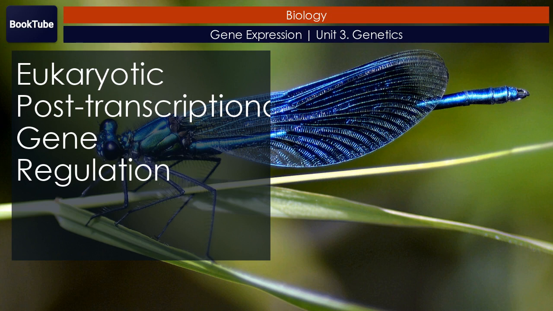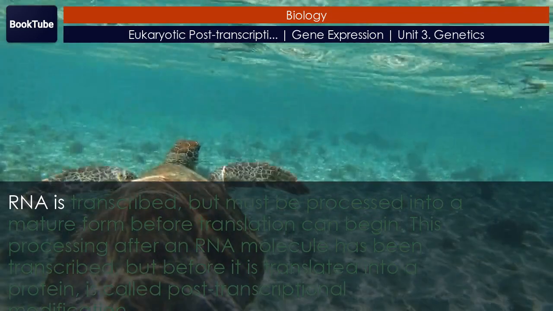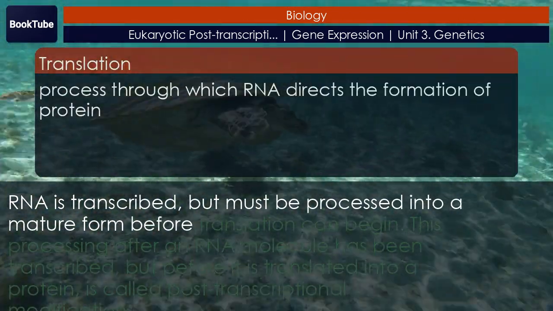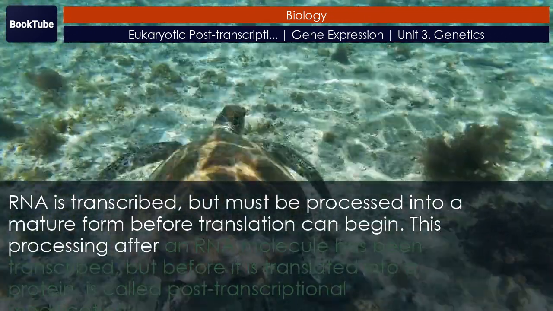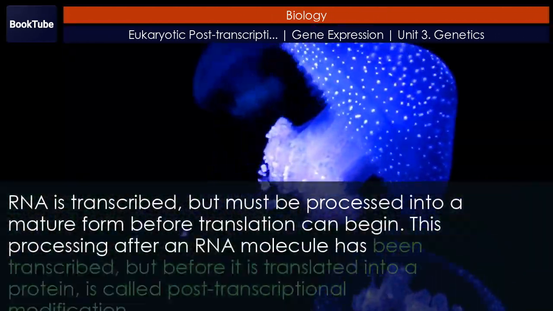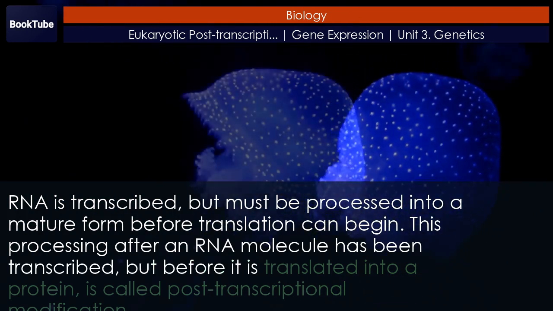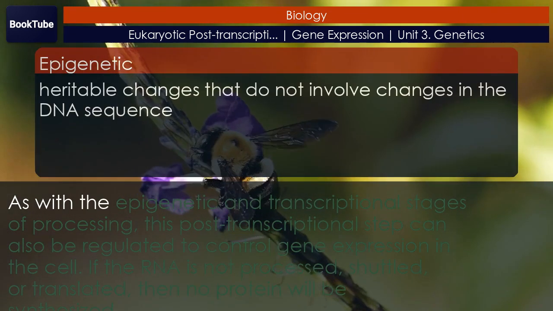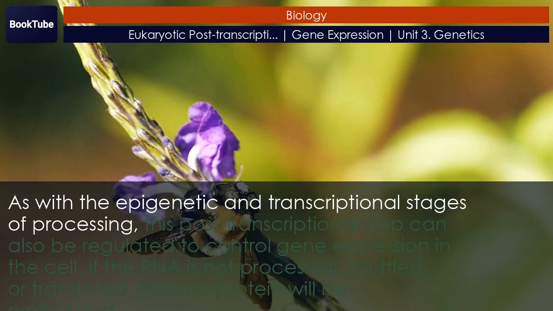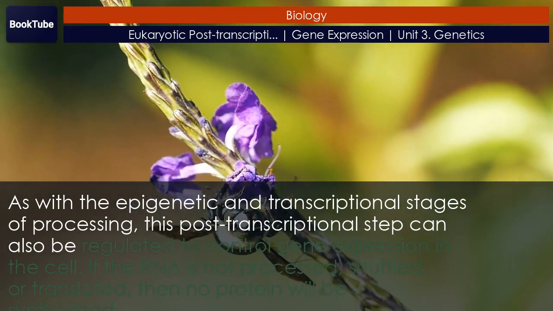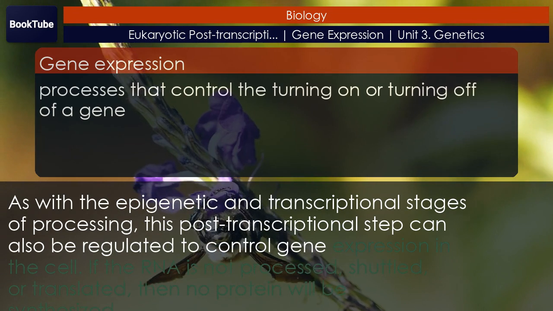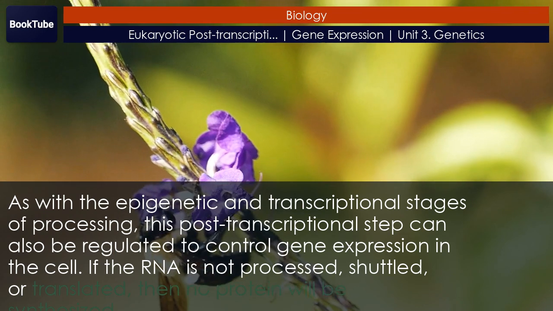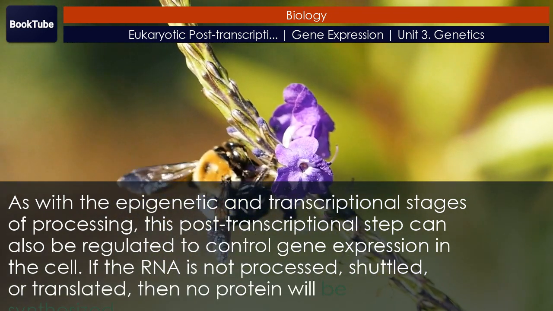Eukaryotic post-transcriptional gene regulation. RNA is transcribed, but must be processed into a mature form before translation can begin. This processing after an RNA molecule has been transcribed, but before it is translated into a protein, is called post-transcriptional modification. As with the epigenetic and transcriptional stages of processing, this post-transcriptional step can also be regulated to control gene expression in the cell. If the RNA is not processed, shuttled, or translated, then no protein will be synthesized.